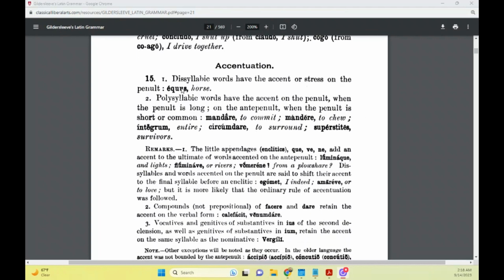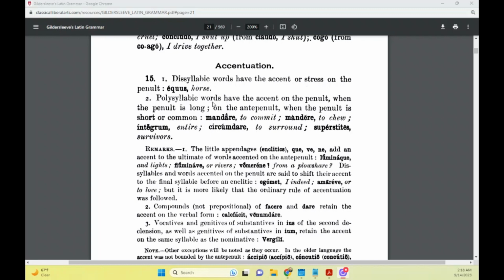Now, there's no such thing as an accent on a one-syllable word. That's why the rule for accentuation starts with two-syllable words. In the second rule here, we learn about the rule for accents on any other words, any words with more than two syllables. So here's the rule.